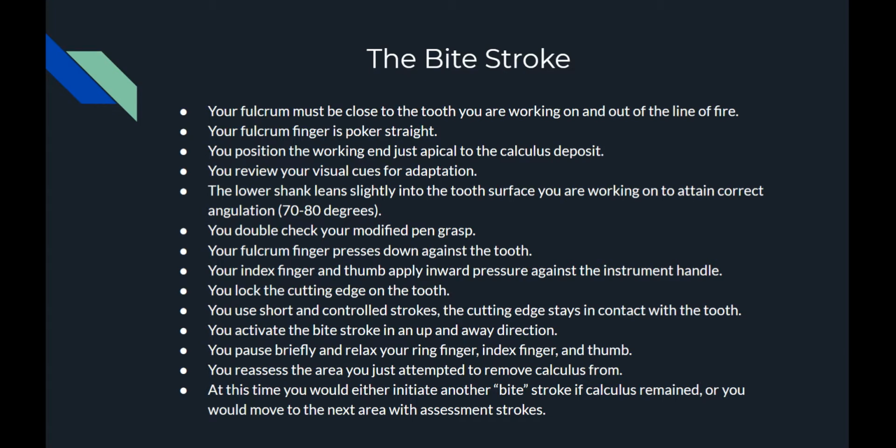You pause briefly and relax your ring finger, index finger, and thumb. You reassess the area you just attempted to remove the calculus from. At this time, you would either initiate another bite stroke if the calculus remained, or you would move to the next area with an assessment stroke.